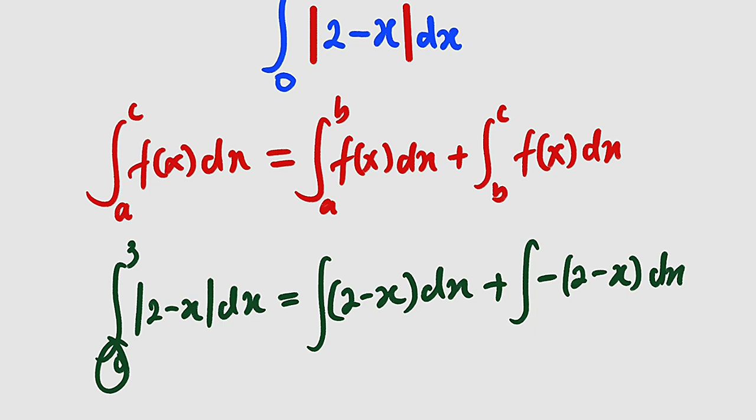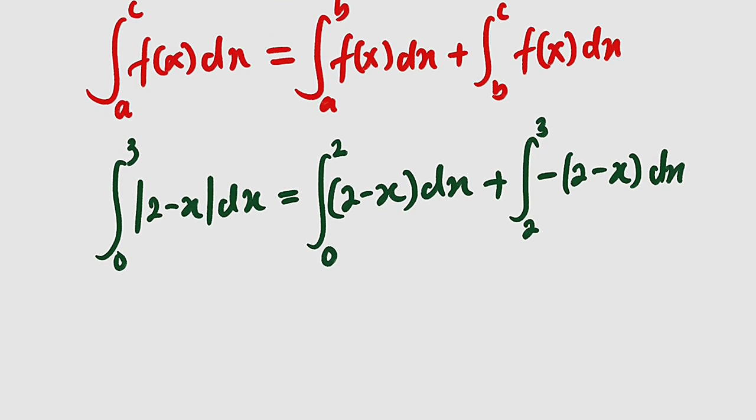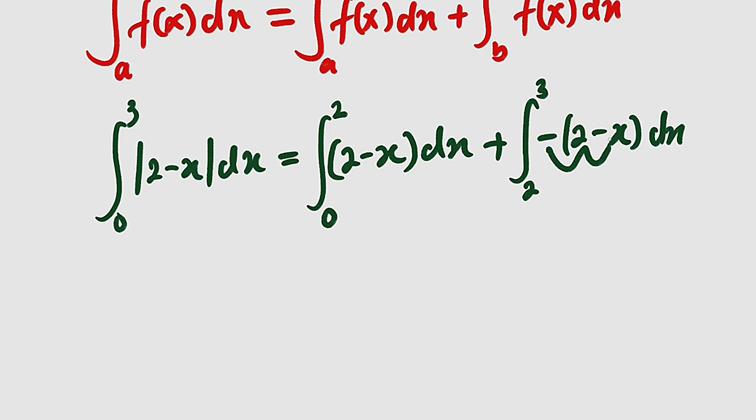So which value of x from 0 to 3 will make this positive? It has to be less than 2 or equal to 2. Because if it is 3, we have 2 minus 3, which is negative 1. So we have to start from 0 and stop at 2. Then we begin with 2 and stop at 3. So this is what we need to integrate.